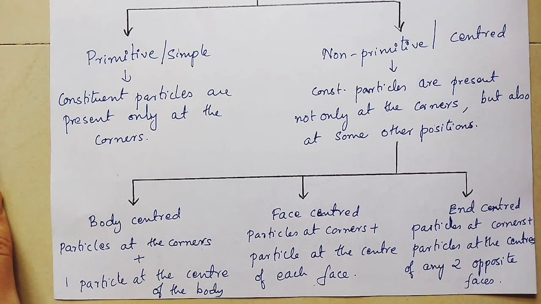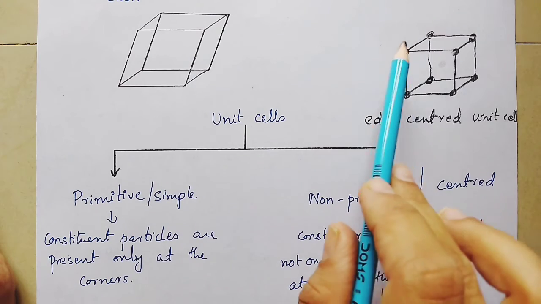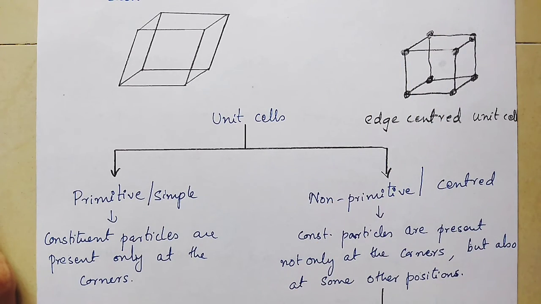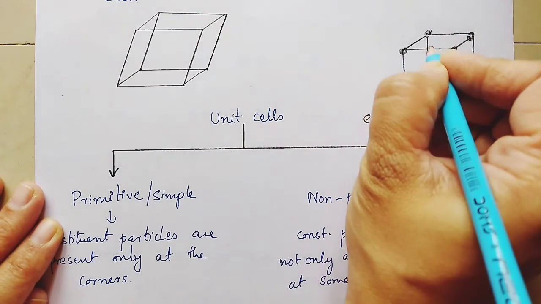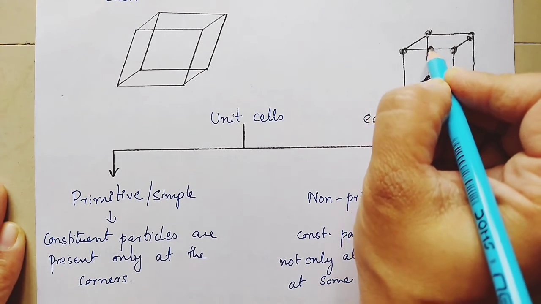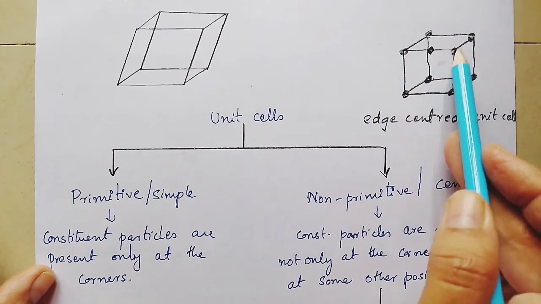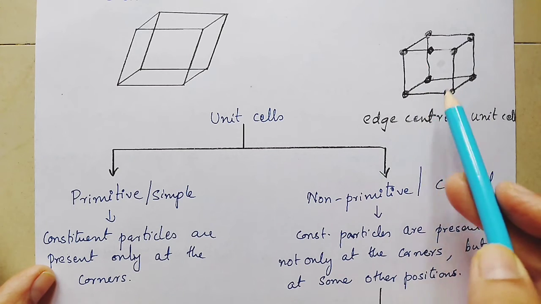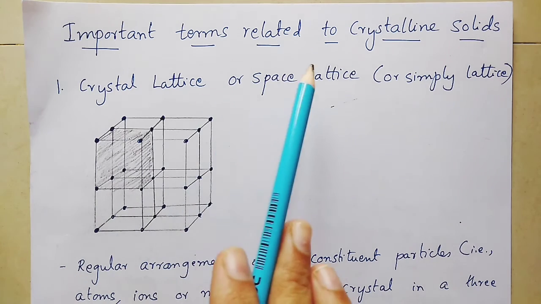Besides these 3 types, we also have edge-centered unit cell in which particles are present not only at the corners but one particle is present on each edge center also. We can show it like this. So this is the edge of the unit cell. At the center of this edge we can find one particle. Totally we have 12 such edges. 1, 2, 3, 4, 5, 6, 7, 8, 9, 10, 11, 12. Therefore we can have 12 particles like this, which is called an edge-centered unit cell. So that was about important terms related to crystalline solids.